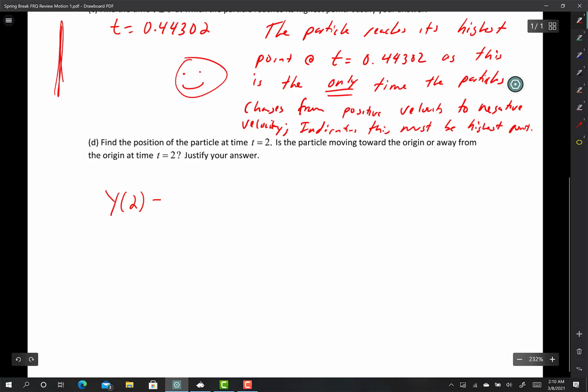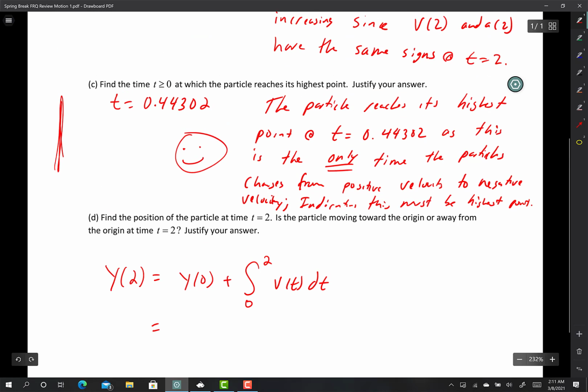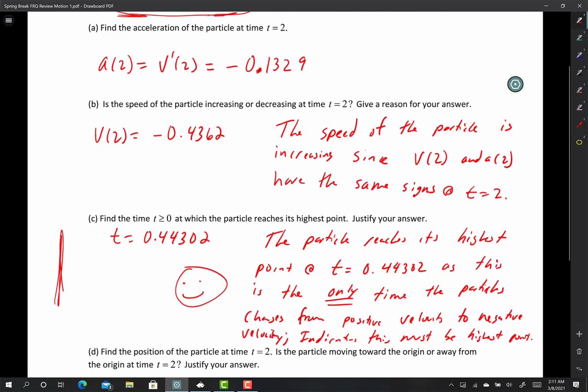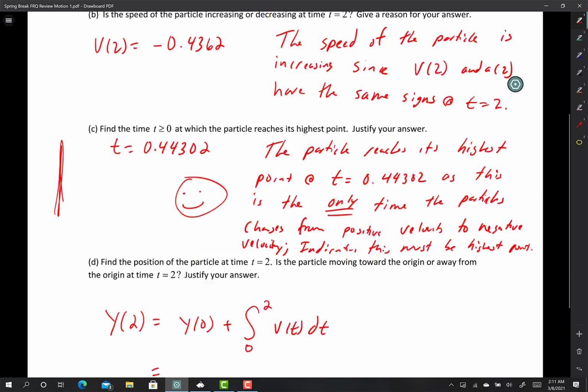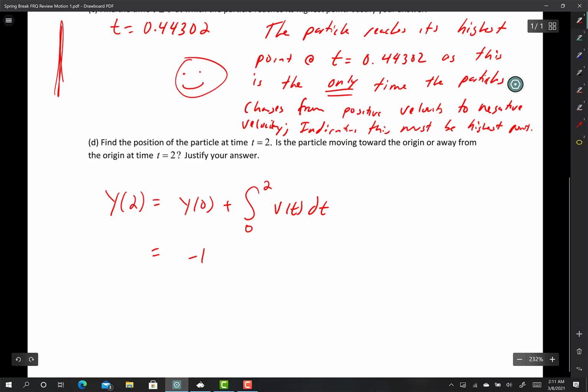My position at 2 is equal to my position initially plus the displacement from 0 to 2. And the way to get displacement is to integrate velocity. So I know that y of 0 was, I already forgot it. Y of 0 is negative 1 there. So negative 1. And I'm going to add whatever this is.